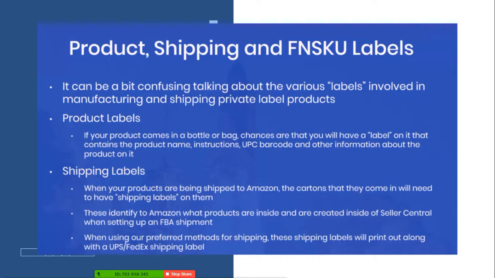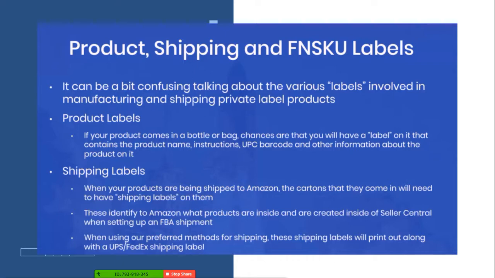Product, shipping, and FNSKU labels. It can be a bit confusing talking about the various labels involved in manufacturing and shipping private label products. Now let's talk about product labels. If your product comes in a bottle or a bag, chances are that you will have a label on it that contains the product name, instructions, UPC barcode, and other information about the product.